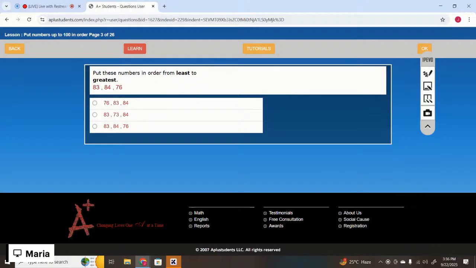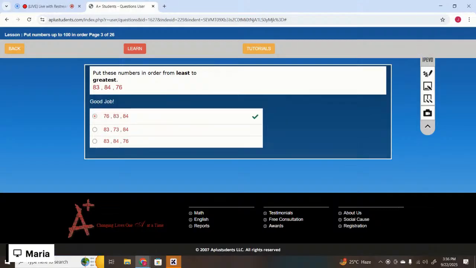Put these numbers in order from least to greatest. 76, 83, and 84. Option number 1 is the correct option.